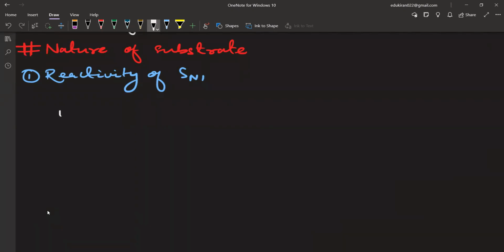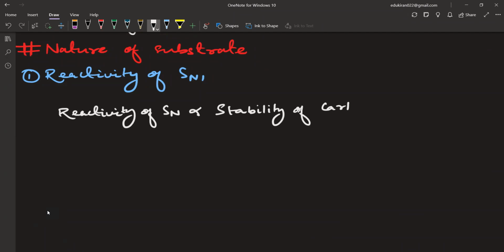So here the reactivity of Sn1 depends on, please write with me, reactivity of Sn1. It is directly proportional to the stability of carbocation, because that is tougher. What is tough to make? Carbocation. But if the carbocation is stable, it will be formed easily, and the next step will be done more easily. Stability of carbocation.